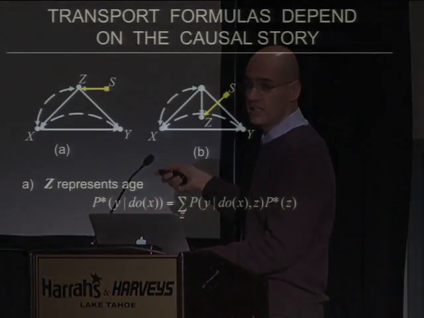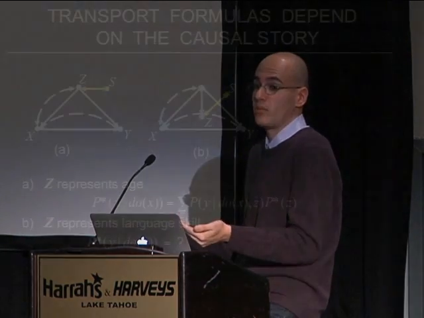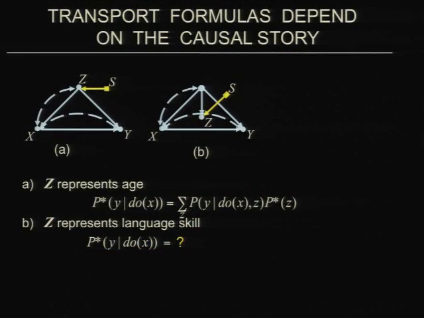Now the question: suppose that the data is not coming from this node, but from this one here. Now you no longer have age, that is the z, but you have some proxy for age. That could be language skills. Perhaps the society in New York is more advanced, and the kids learn language earlier. It's a possibility. Then, what will be the adjustment there? Or what will be the transport formula? What will be y given do x and pi star?